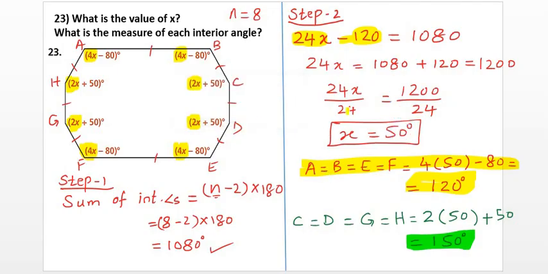And then by putting the value of this x into these angles, you can see that A, B, E and F have the same value, that is 4x minus 80. So put in place of x 50 and it will give you the value of all these 4 angles, that is 120. Then I did it with the green color, that angle C, D, G and H have the same value. So if you put the value of 50 into 2x plus 50, you will get the value of all these 4 angles, that is 150 degrees. I hope it's clear for you.